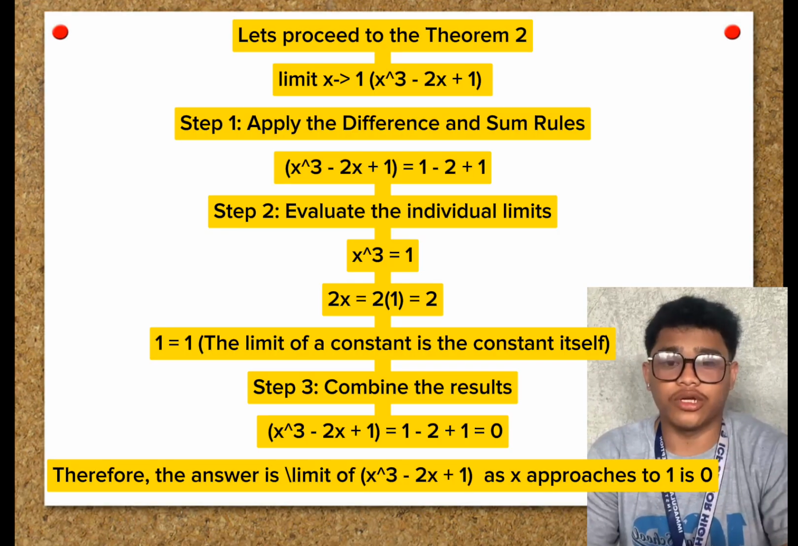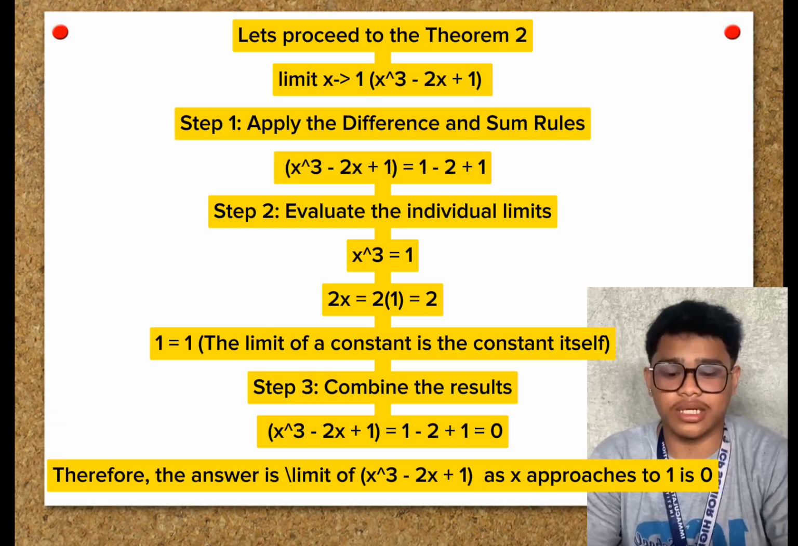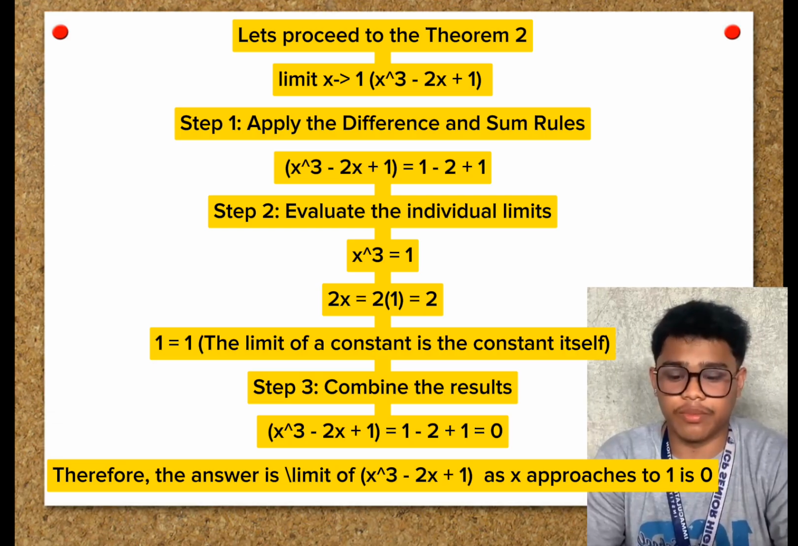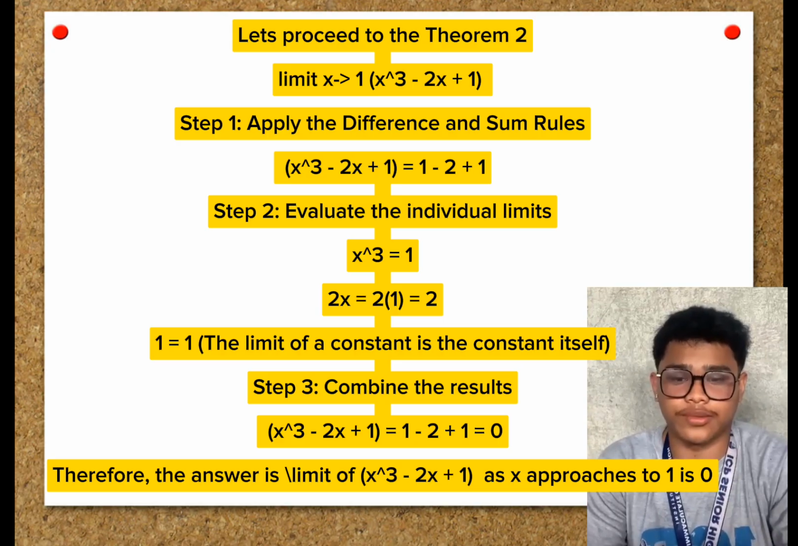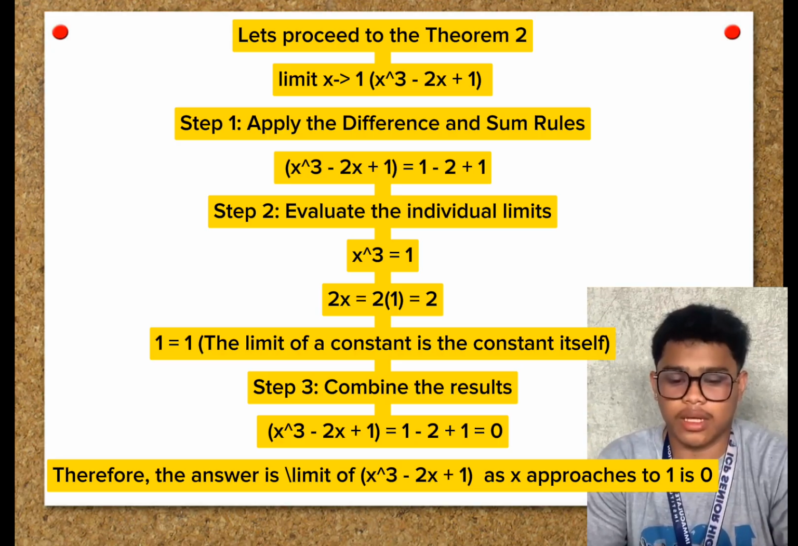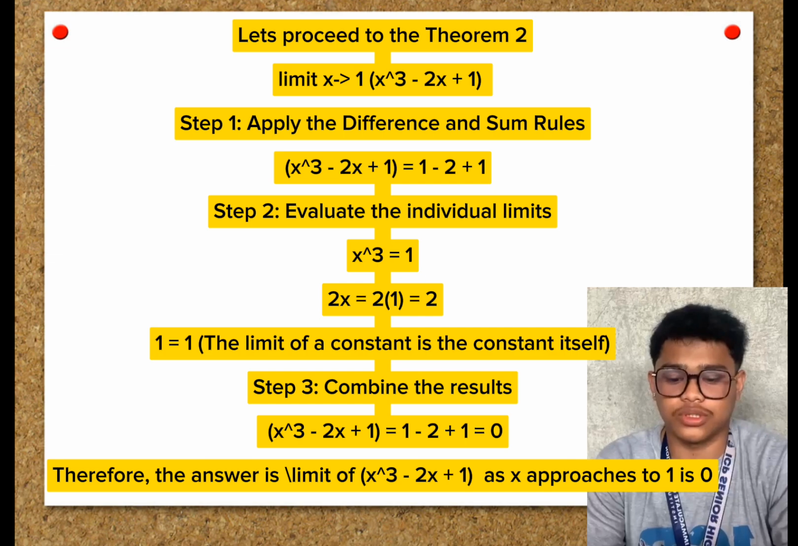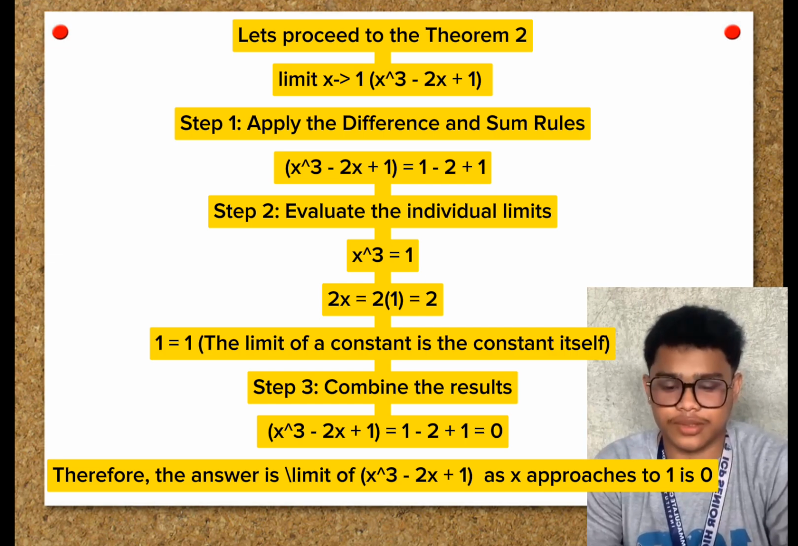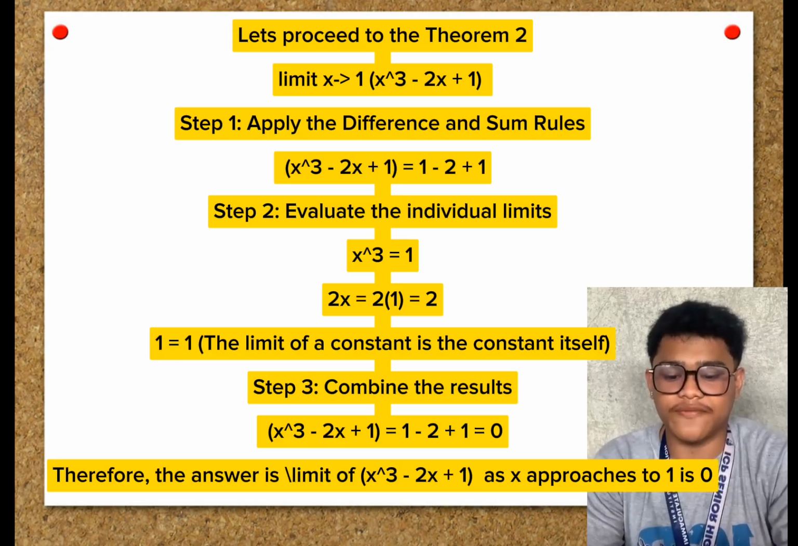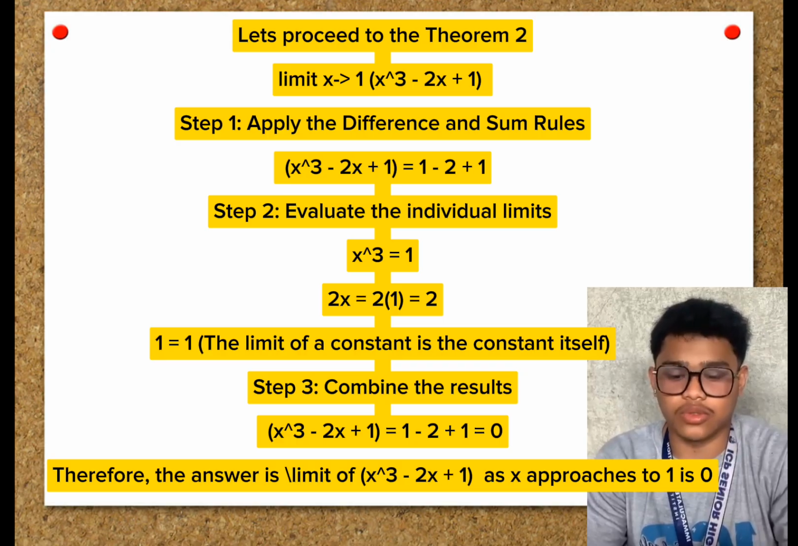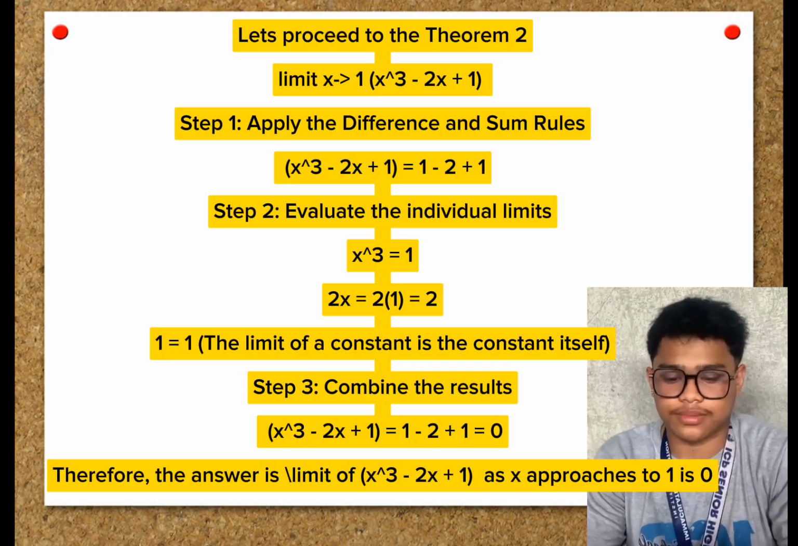Let's proceed to theorem 2. The given limit is the limit of x cubed minus 2x plus 1 as x approaches 1. Step 1. Apply the difference and sum rules. You can use both the difference and sum rules for limits. The difference rule states that the limit of the difference is the difference of the limits. And the sum rule, as you already saw, applies to sums.